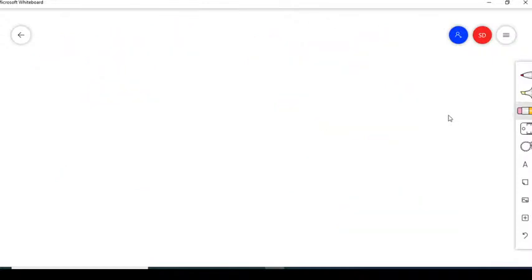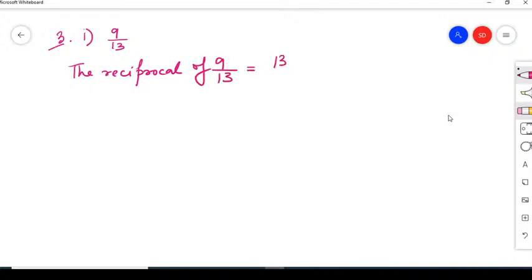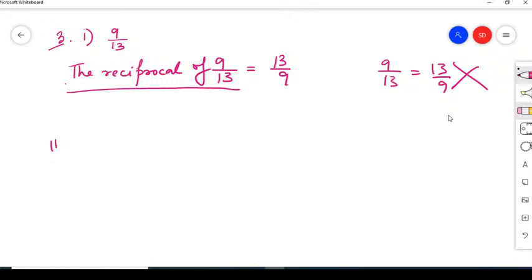Now let's do question number 3. This is very important, how you write this. I think we have done this before also. Find the reciprocal of each of the fractions. 9 by 13. So we will write the reciprocal of 9 by 13 is equal to 13 by 9. We will not write 9 by 13 is equal to 13 by 9. We will write the reciprocal of 9 by 13 is 13 by 9. Is that clear?